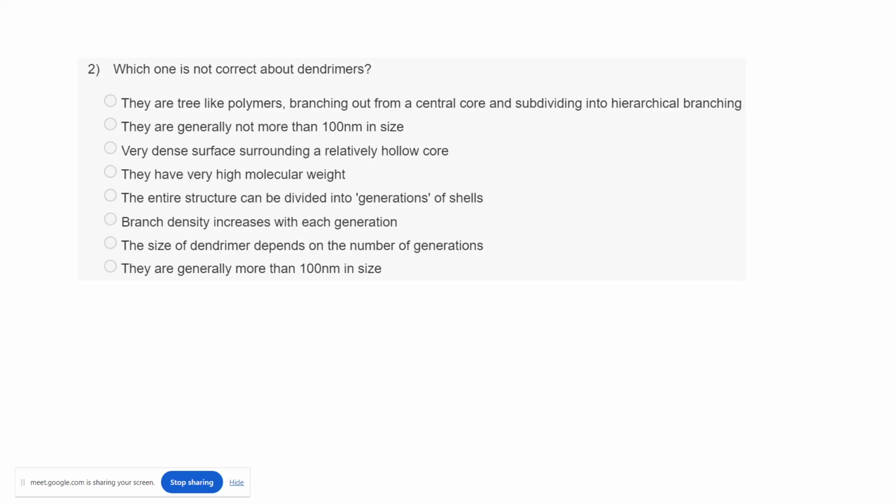Second one. They are generally not more than 100 nanometer in size. Okay. Anyone else would like to answer?